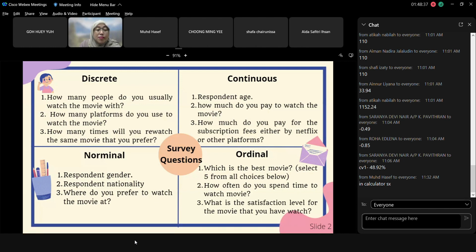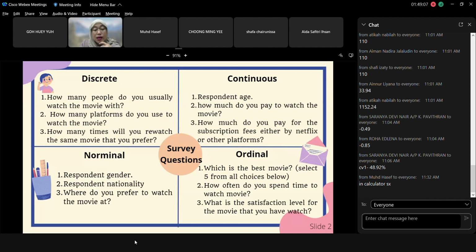Okay, so for the discrete part, for how many platforms do you use to watch movies, maybe you can give an example in a bracket. What do you mean by platform? Maybe people think of cinema, maybe Netflix, maybe other websites. So you need to be more specific about what you mean by platforms.